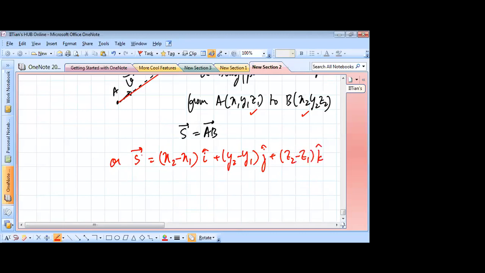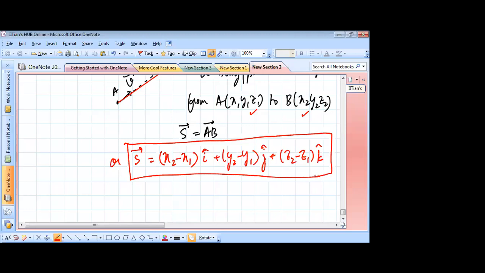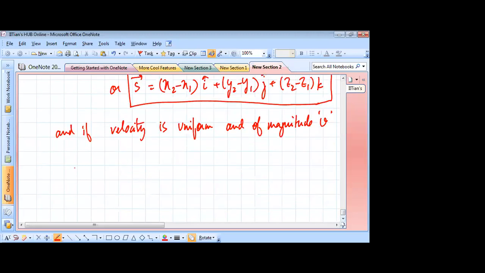So whatever my coordinates are, substituting them, what do I get? The displacement vector. So that's the first thing. That will tell you how much the displacement is. Now secondly, if the velocity is uniform and of magnitude v, then what about the velocity vector?